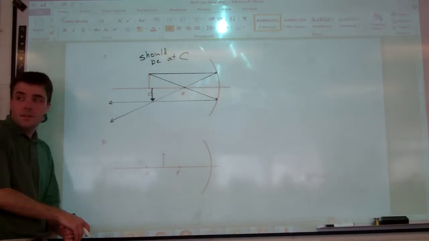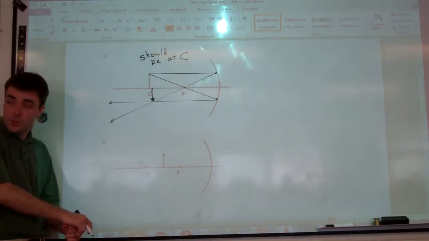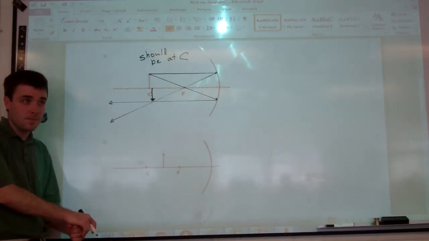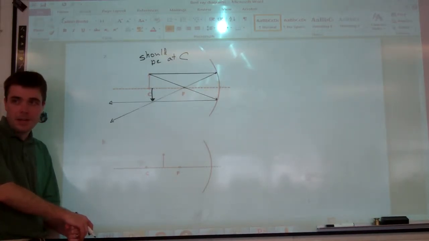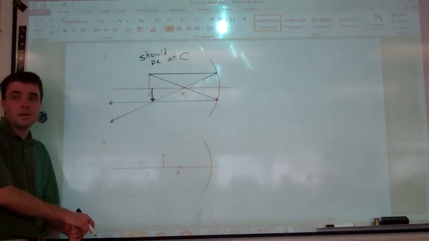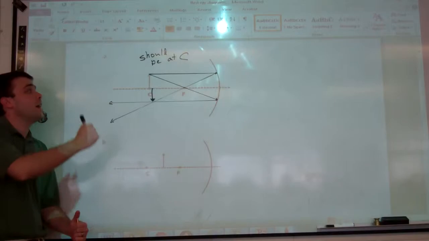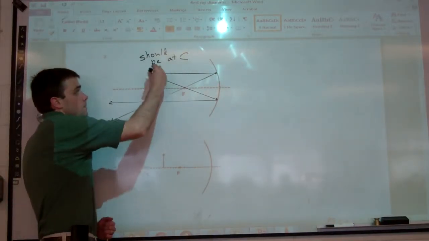Should it be the same size? It should be the same size and at C. It's hard to do, so I'm not going to grade you on whether you drew your lines perfectly and got it at the same place, but you do need to know what it should be. So the image should be at C, and it should be the same size.